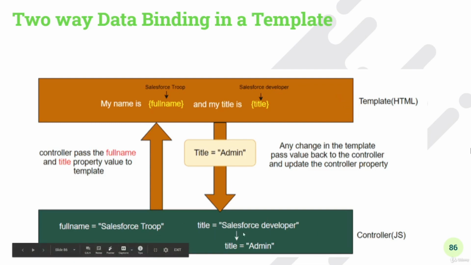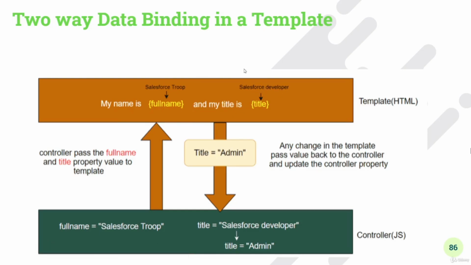The green part is the controller. We created two properties. First is full name, initialized with Salesforce Troop. The second property is title, and I initialized it with Salesforce Developer. When the user loads the page, it will see my name is Salesforce Troop and my title is Salesforce Developer, because the binding is happening from JS to HTML. In the curly brackets, all the properties get replaced with the values from JavaScript.